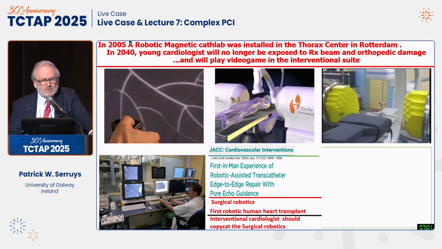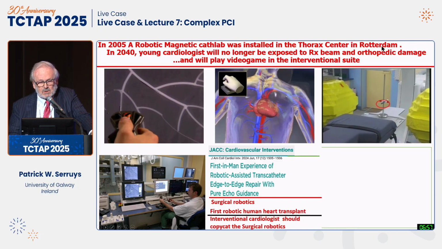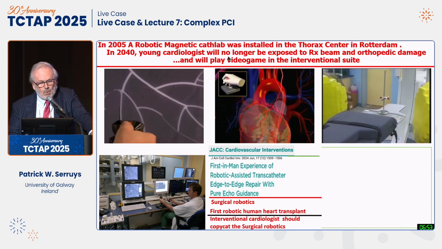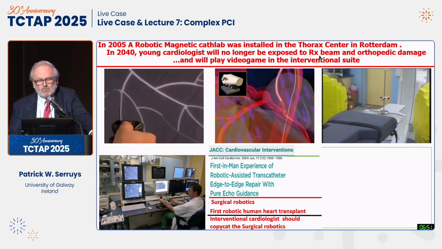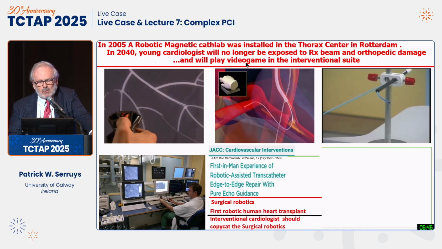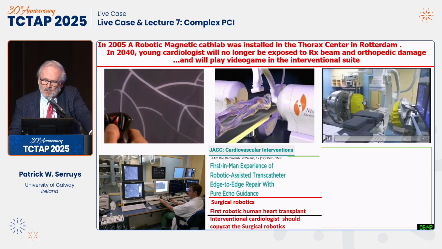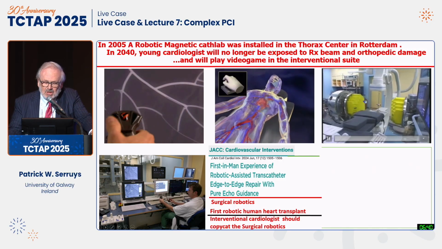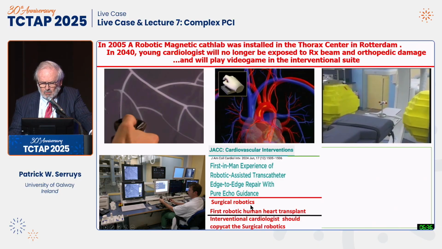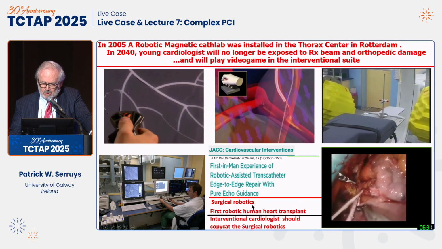Now, in 2005, a robotic magnetic cath lab was installed in the Thorax Center in Rotterdam. In 2040, young cardiologists will no longer be exposed to X-ray beam and orthopedic damage, and will play video games in the interventional suite. You see the magnet moving the tip of the catheter, which has been magnetized. I've been impressed by the surgical robotics, and as a matter of fact, we should copy the surgeon.